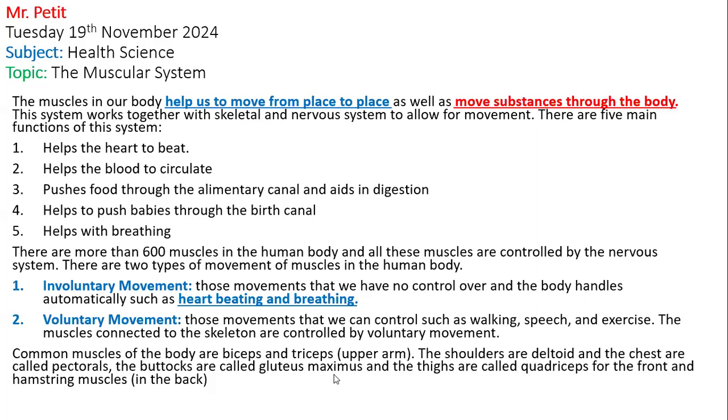Involuntary are the movements that we have no control over, and voluntary are the movements we have control over. Very good. So let me ask you a question.